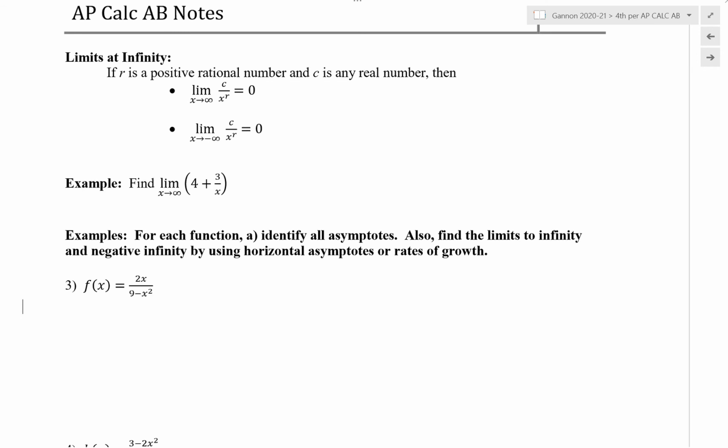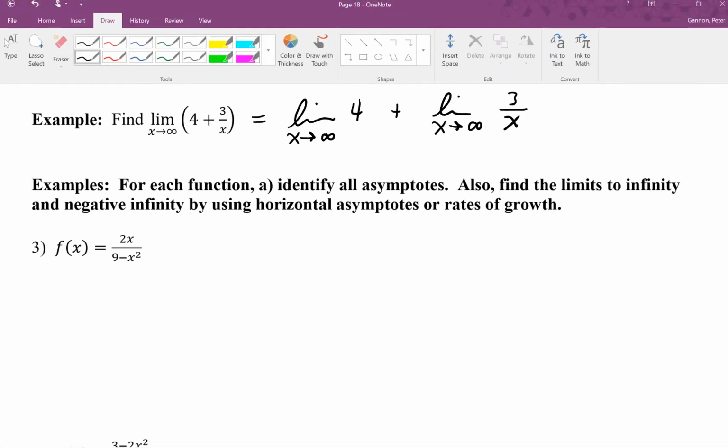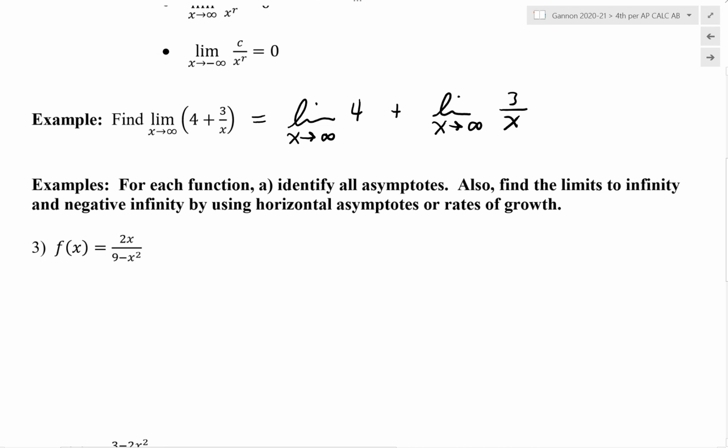So if we took a look at this example and how do we apply that idea, we want to find the limit as x approaches infinity of 4 plus 3 over x. Now with limits, we can apply properties to split this up as the limit as x approaches infinity of 4 plus the limit as x approaches infinity of 3 over x. Now, the limit of a constant is the constant. So it doesn't matter what x is approaching here. The constant value is 4, so we're going to get 4 plus.